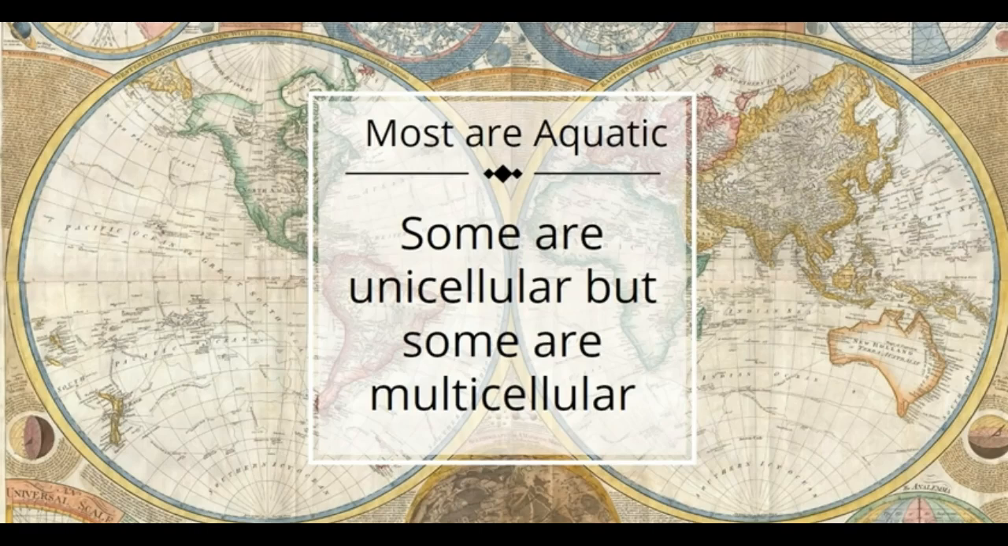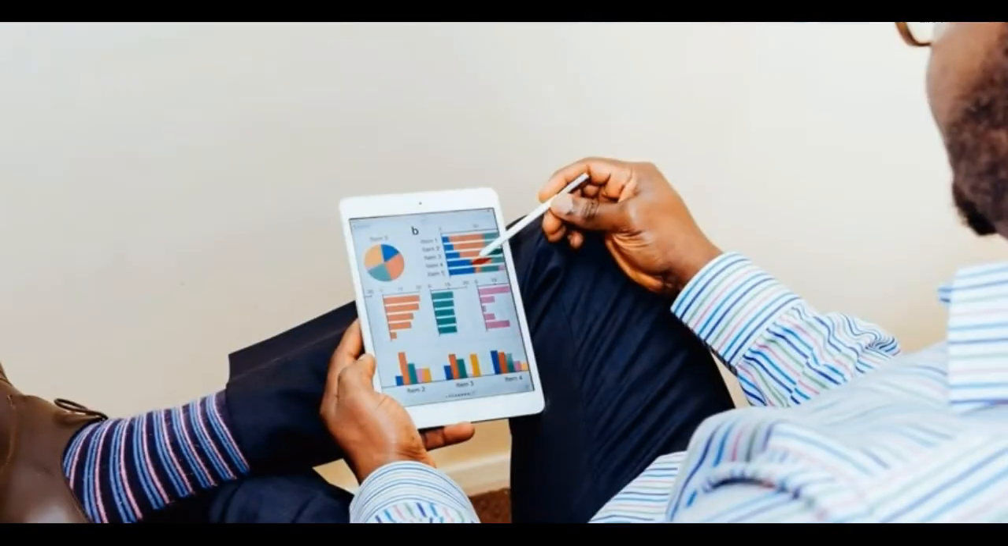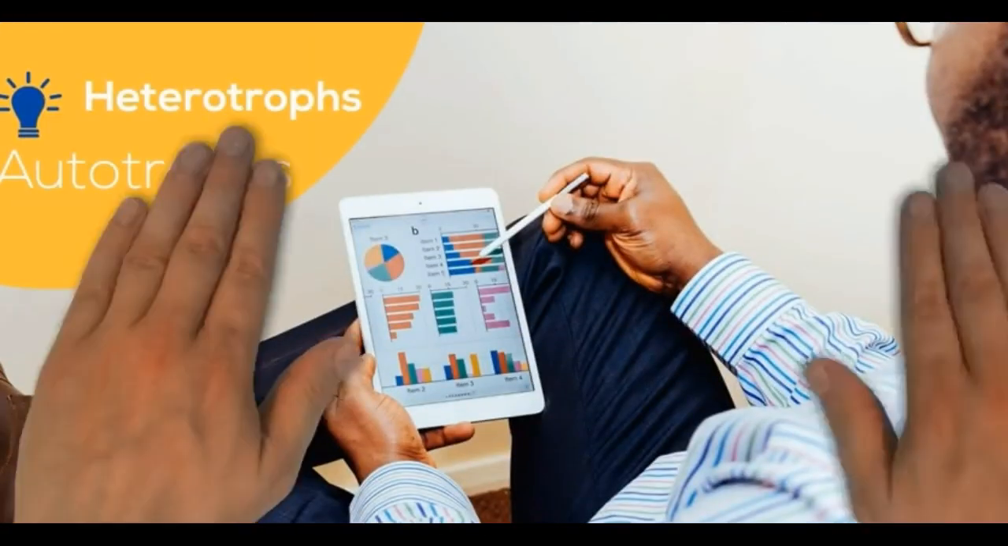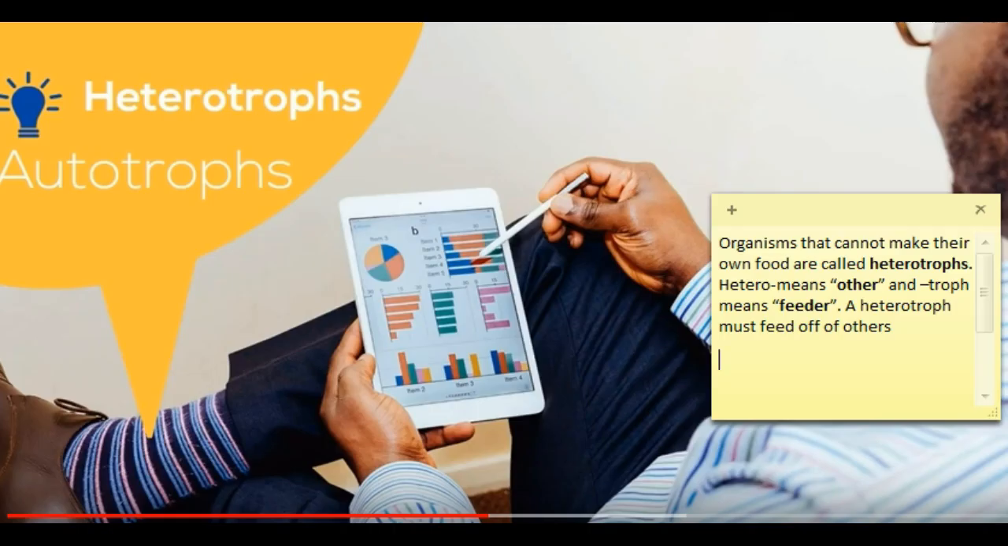They're sometimes asexual and sometimes sexual. Some are heterotrophs and some are autotrophs. Organisms that cannot make their own food are called heterotrophs. Hetero meaning other and troph meaning feeder. A heterotroph must feed on others. Like us, Protista needs to get its food. Most of the time. Sometimes they're autotrophic.